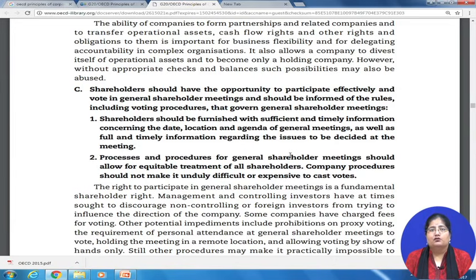Shareholders should have the opportunity to participate effectively and vote in general shareholder meetings and should be informed of the rules, including voting procedures, that govern general shareholder meetings. Shareholders should be furnished with sufficient and timely information concerning the date, location and agenda of general meetings, as well as full and timely information regarding the issues to be decided at the meeting. Processes and procedures for general shareholder meetings should allow for equitable treatment of all shareholders. Company procedures should not make it unduly difficult or expensive to cast votes.